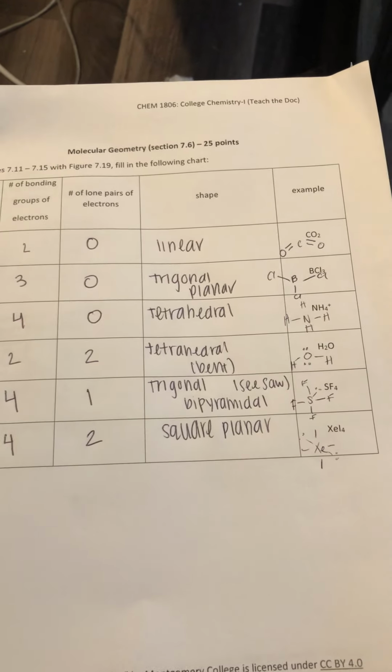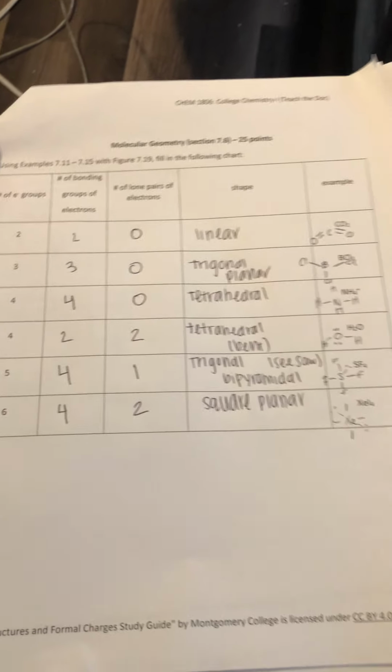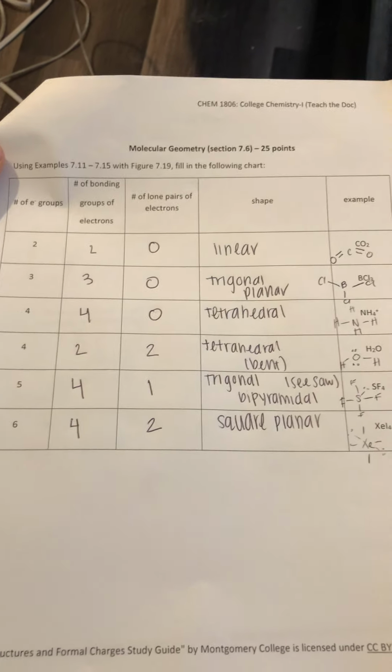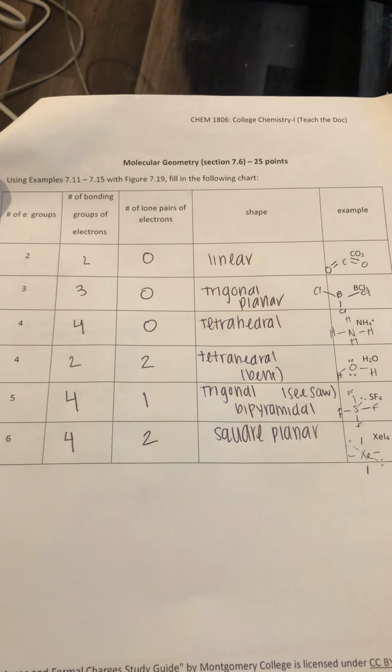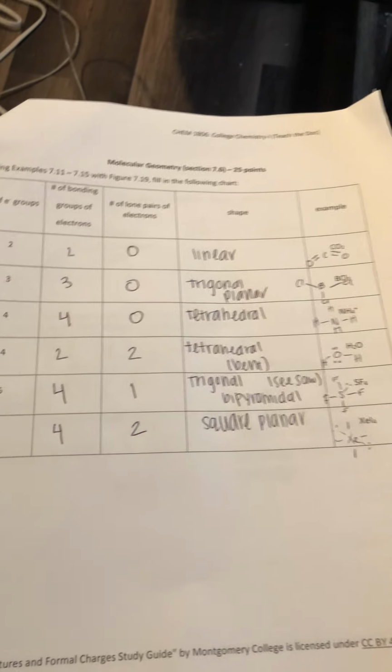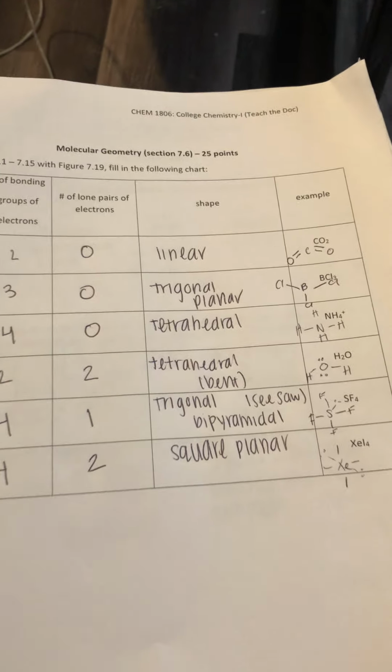I had to sketch out my Lewis dot structures on the side here just to make it make sense in my head, but that's how I got my reasoning here. So with CO2, there are two bonding groups of electrons. There are no lone pairs on that carbon, which is going to give it a linear shape. And again, for some reason I drew it bent in there, but it is supposed to be linear.